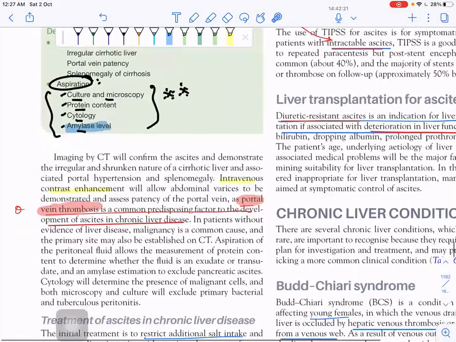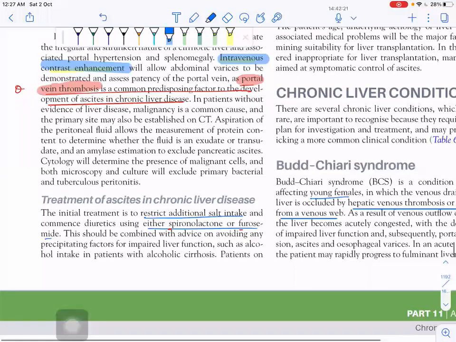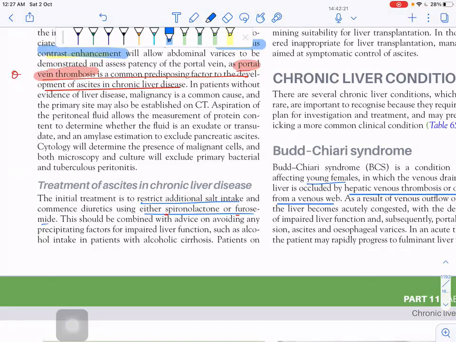Next, your important MCQ. Intravenous contrast enhancement will allow the abdominal varices to be demonstrated and assess the patency of the portal vein. So which is used to assess the patency of the portal vein? They will ask this: intravenous contrast enhancement. That only they will use, to assess the portal vein patency.